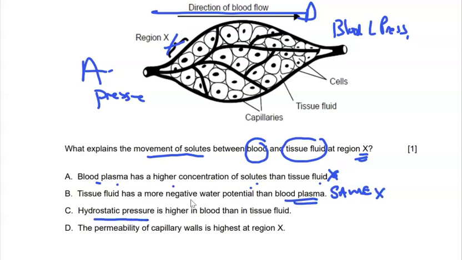Hydrostatic pressure is higher in blood than in tissue fluid. Well, at this region, that is the case, and that is the explanation for the formation of tissue fluid. So option C seems to be a possibility at this point. The permeability of the capillary walls is highest at region X. No, the permeability is the same across the entire tissue, so we're left to opt for C.